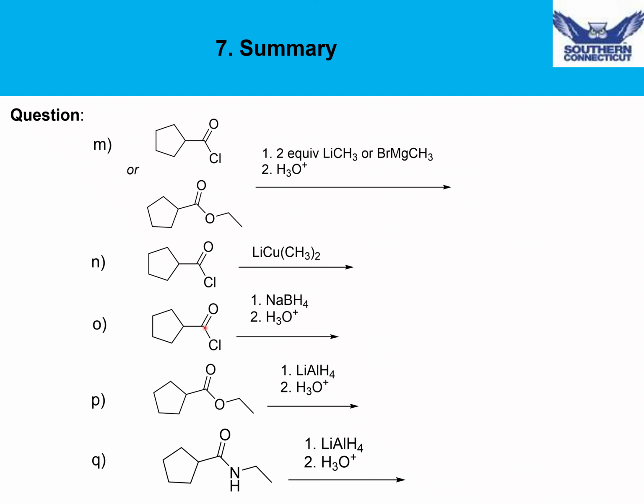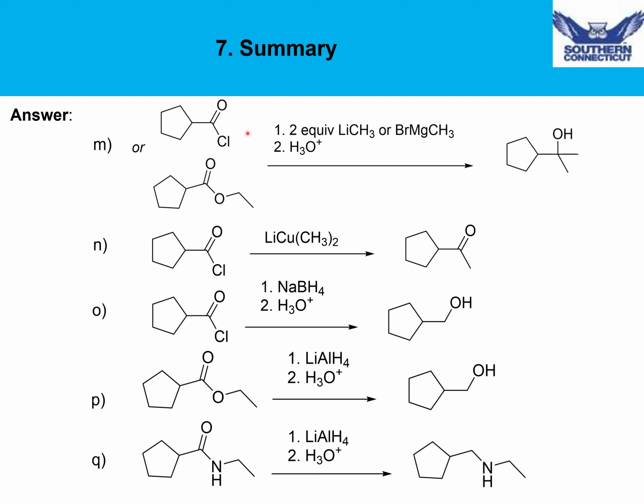Methyllithium or a methyl Grignard will add to an acid chloride or an ester, and generally they add twice to give you a tertiary alcohol. So we're going to add two methyl groups in this example to the carbonyl to turn it into a tertiary alcohol. A Gilman reagent will transfer the methyl group or whatever other alkyl group we have and replace the halogen on an acid chloride to give you a ketone. Sodium borohydride will reduce an acid chloride into a primary alcohol.